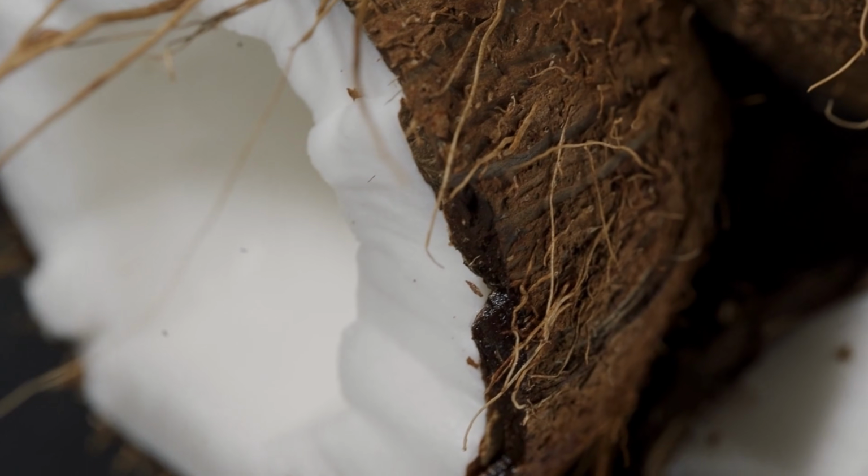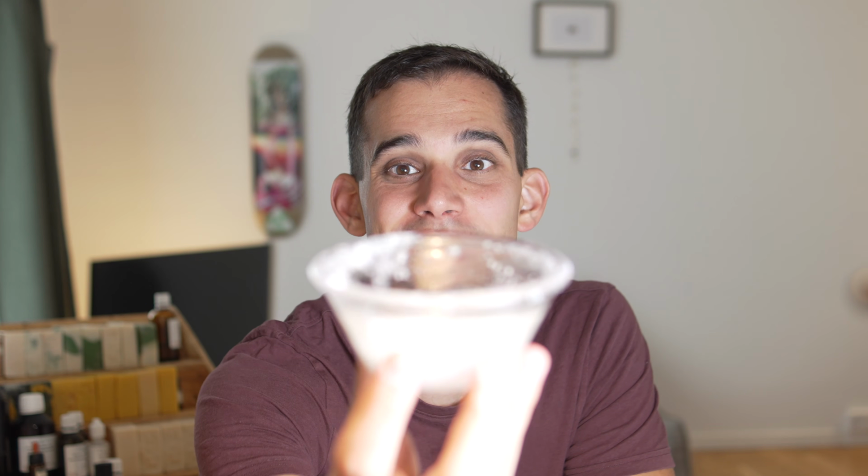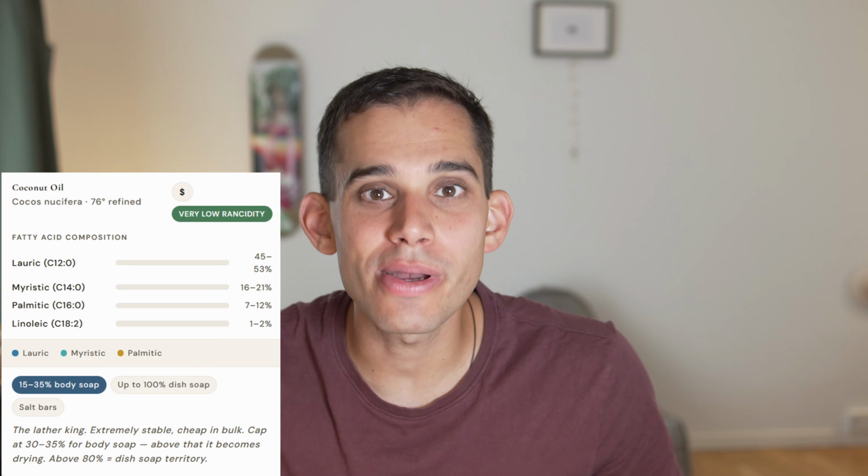Let's start with oil number 1. Coconut oil, which is perhaps one of the most popular ones. Right now it's very hot where I'm at and coconut oil is in liquid form. But why is coconut oil so important?